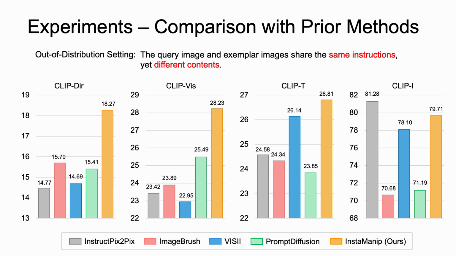The second evaluation setting is out-of-distribution setting. The query image and exemplar images share the same instructions, yet different contents. For example, the indoor scene versus outdoor scene. InstantManip still outperforms all competitors remarkably in most metrics, which further validates the superiority of our model.